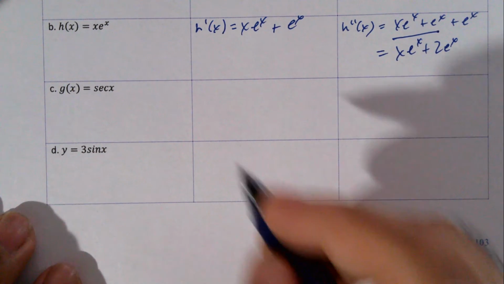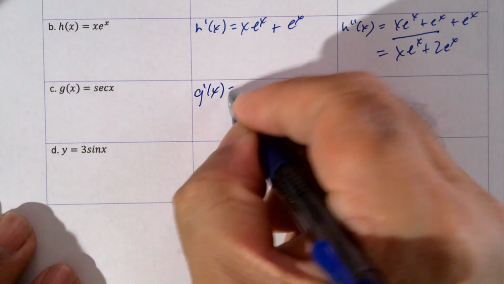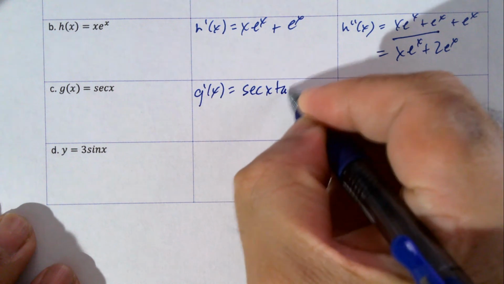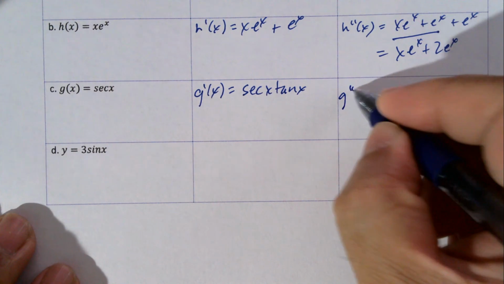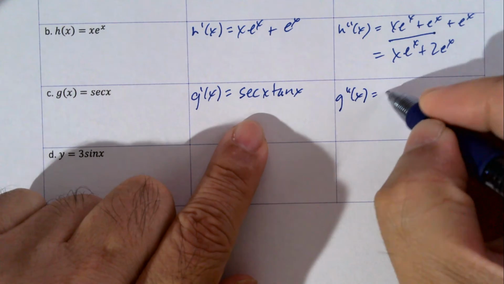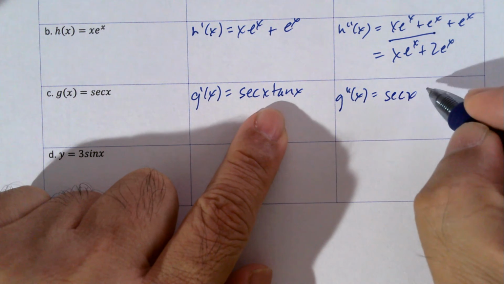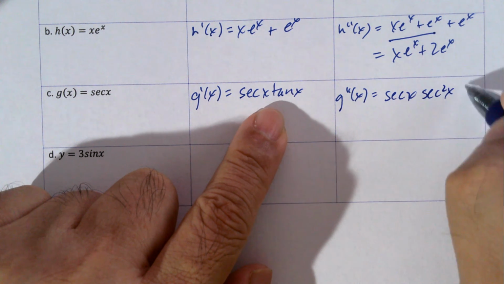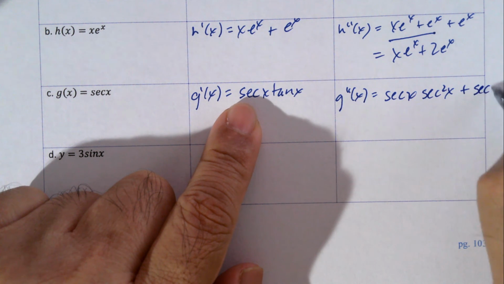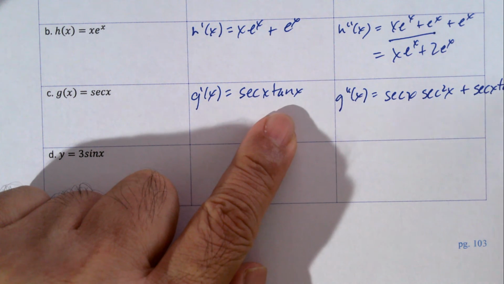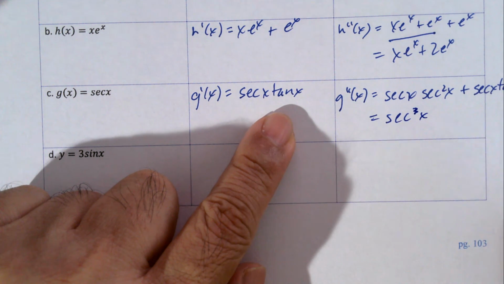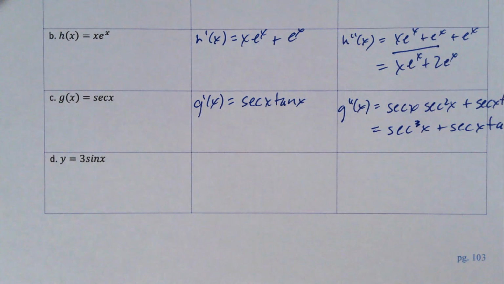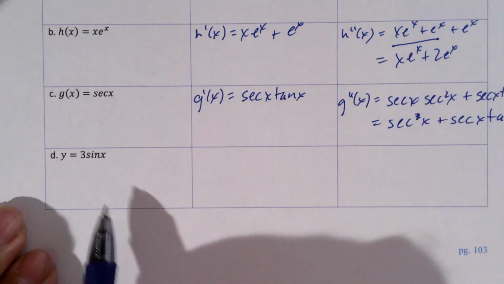And C, or G. G prime of x, derivative of secant x is secant x tangent x. And G double prime of x is product rule. Let's keep the secant x constant, take the derivative of tangent x, which is secant squared x, plus derivative of secant x, which is secant x tangent x, times tangent x. So this is secant cubed x plus secant x tangent squared x. Interesting.